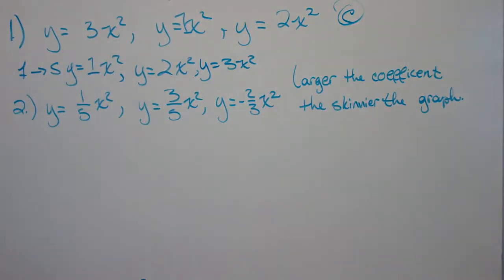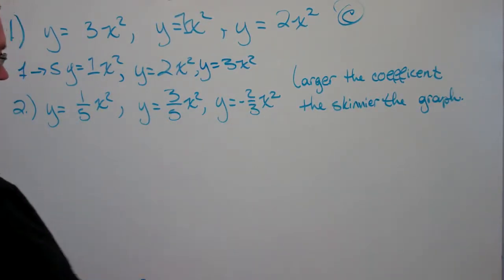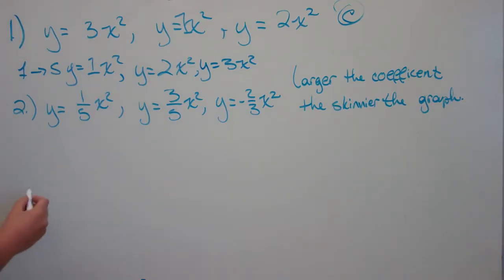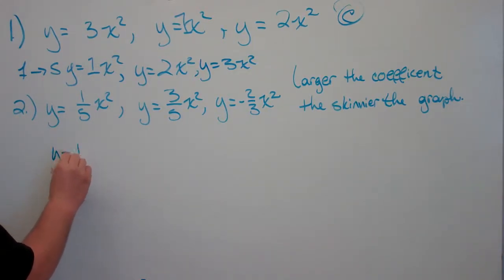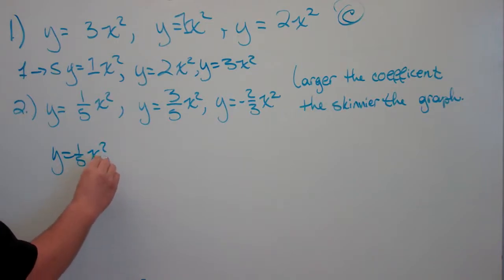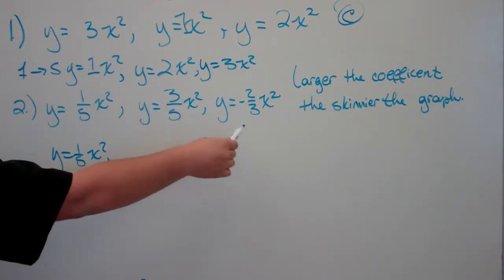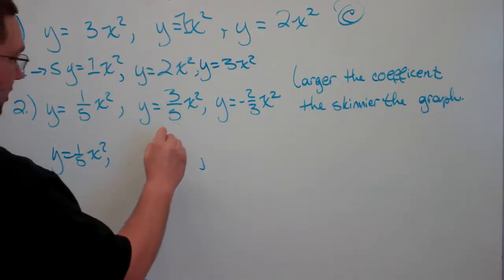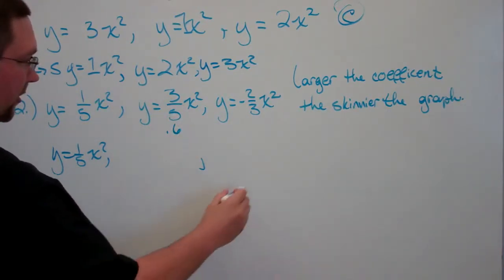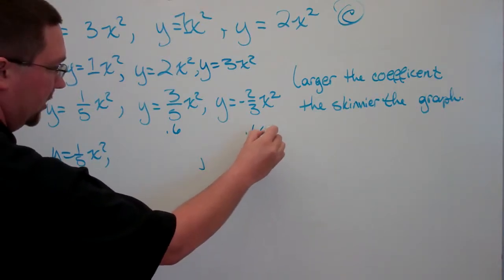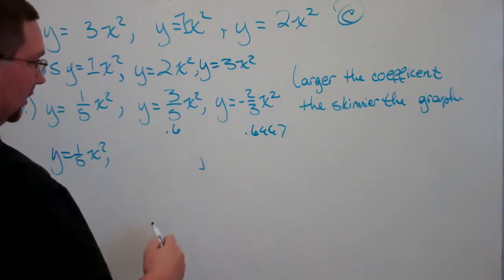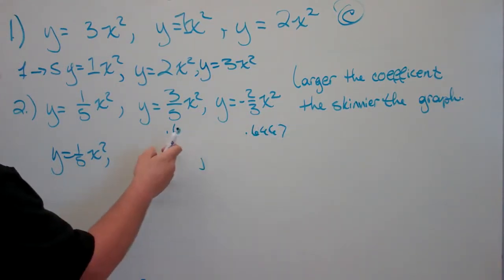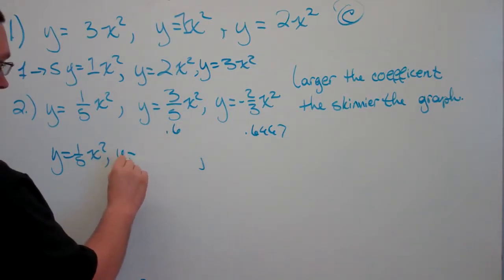Alright, number 2, same thing. Which one's the smallest coefficient? Well, you have 1/5, 3/5, negative 2/3. Smallest is 1/5. Alright, now 3/5 or negative 2/3. Which one is larger? Well, we know that 3/5 is 0.6. We know that 2/3 is 0.666 repeating. Alright, so we know that this is the largest, this is the second largest.